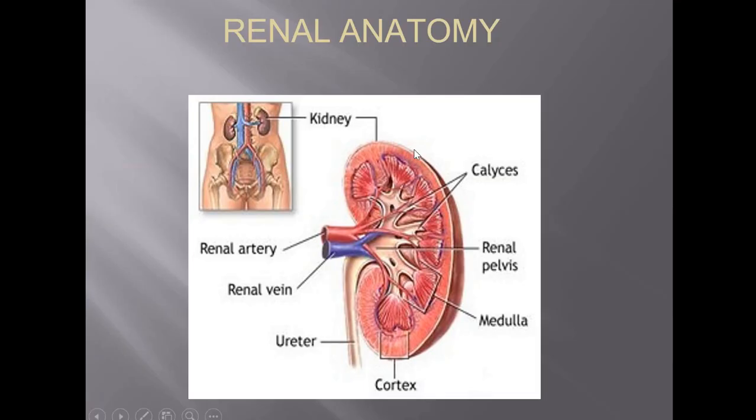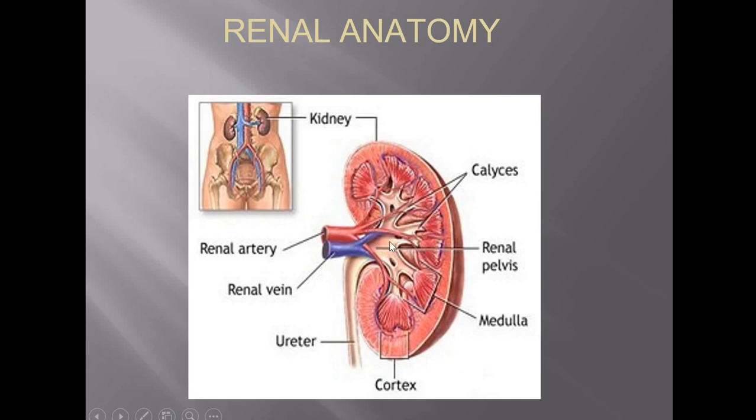And this is a cut surface of the kidney where we can see the kidney is divided into two portions. This is the cortex and this is the medulla. The medulla further has a pelvic-calyceal system. So this is the renal pelvis, and these are the calyces, which have minor and major calyces.